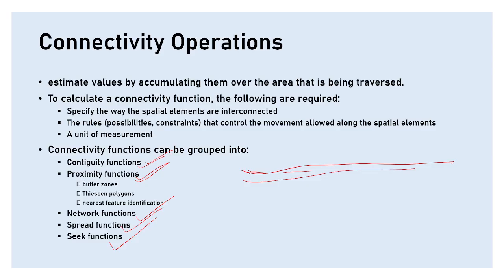Then you have the network functions, how well connected they are. Then you have the spread functions, which evaluate the spread of that particular feature, like for example, this road or pipeline that I was saying. So it's all specific to what kind of thing you are dealing with and what you have to do with that.